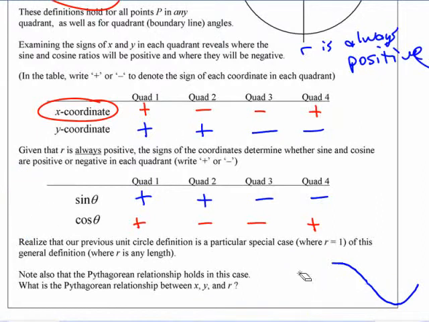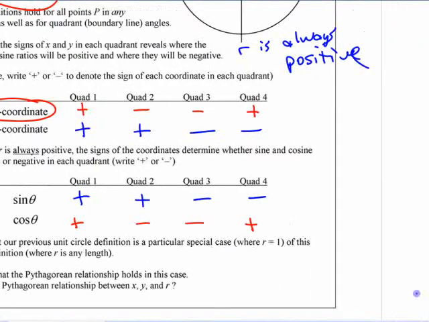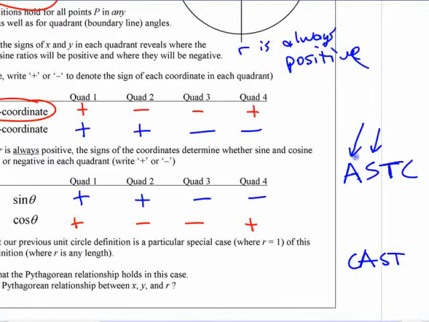What did you learn in grade 11 trig to help you remember that? You either learned this, or you learned "all students take" whatever, chemistry, calculus, whatever you want to put in there. Maybe you made up your own thing. You maybe didn't understand why all the ratios were positive in quadrant 1.